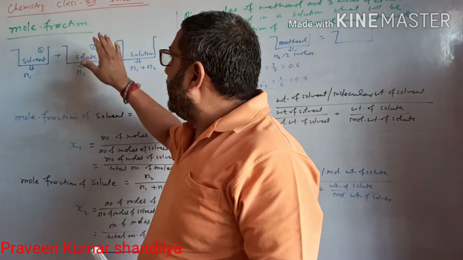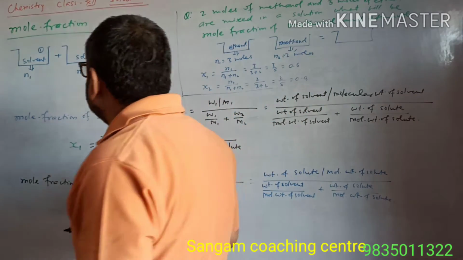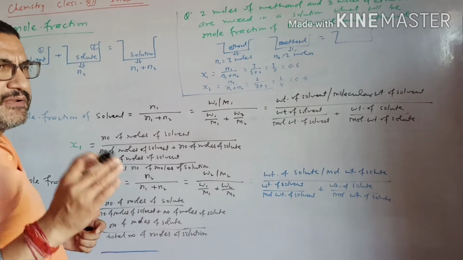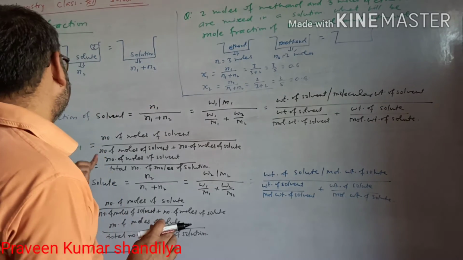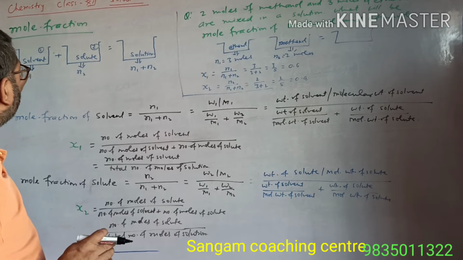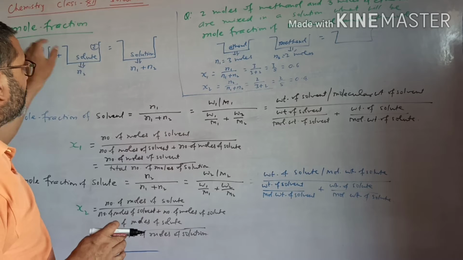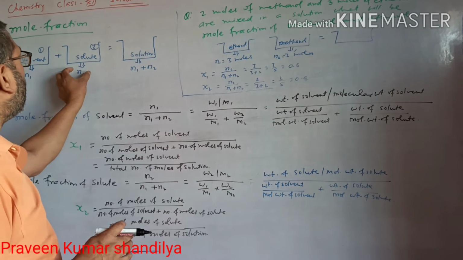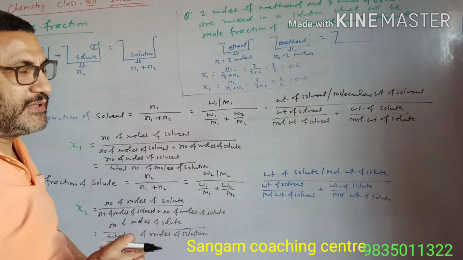Now we have to learn about mole fraction. Mole fraction is a fraction. Fraction means part in total. Here is the total, and solvent is a part, solute is a part. In which part? In moles. Here is the total number of moles, and here are a part, the number of moles of solute, and a part, the number of moles of solvent.